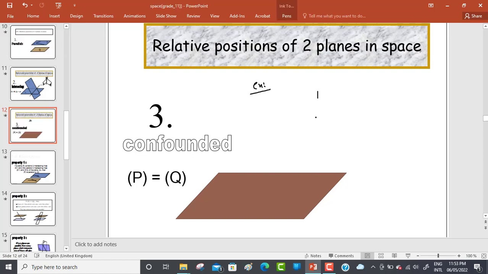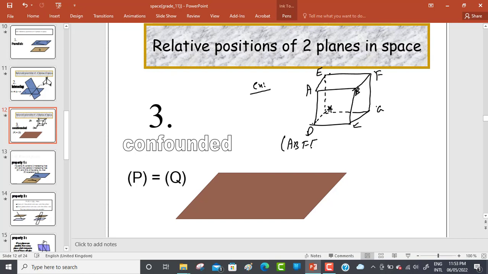If you take a cube A, B, C, D, E, F, G, H. For example, the plane ABFE and the plane DCGH are parallel. Plane ABFE is parallel to the plane DCGH.